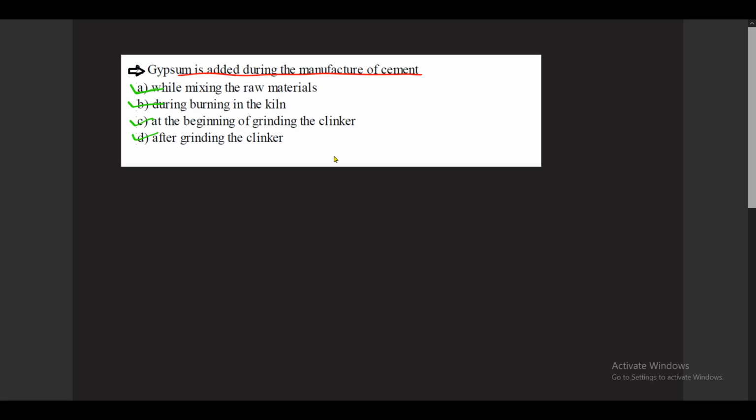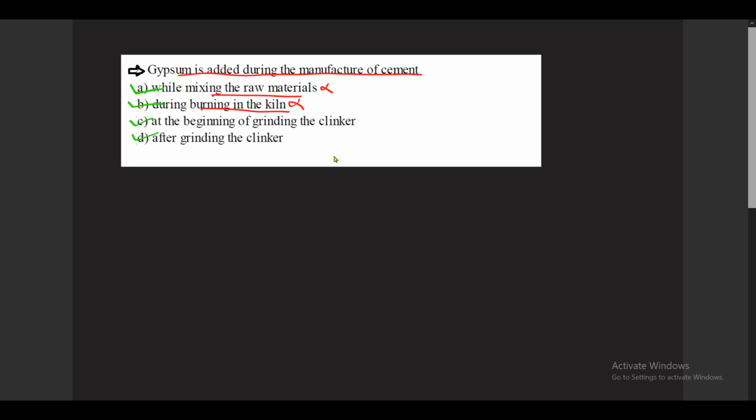Now tell me, in the procedure I think in the second slide I have told that the gypsum is added when the clinkers are already formed. The clinkers are formed at the burning stage, correct? These are formed during the burning stage. So while mixing the raw materials is not the correct option. The next one, burning in the kiln, is also not the correct option.